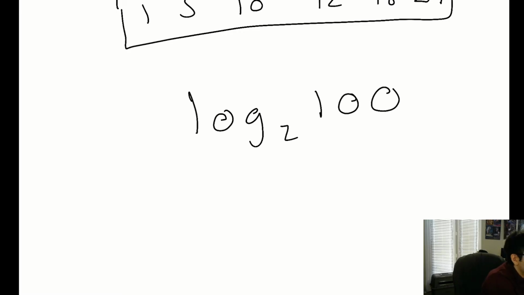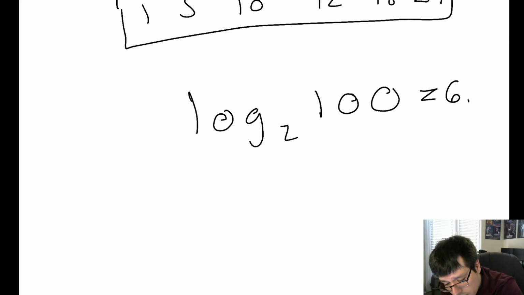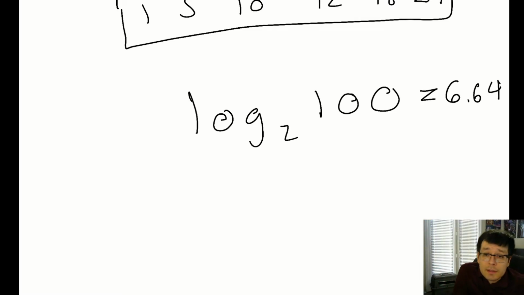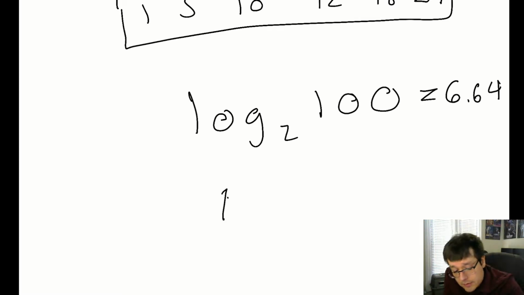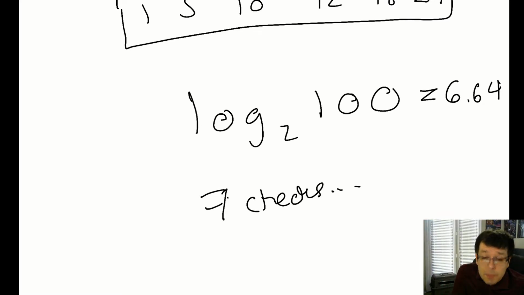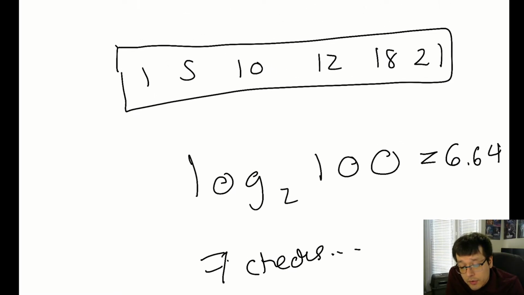So log 100 base 2. Nope, not log 2100. 6.64. What that means is that I would have to do 7 checks to identify the page where the word that I'm looking for in a dictionary is. Or if I have 100 numbers, I would have to do 7 checks to locate my number.